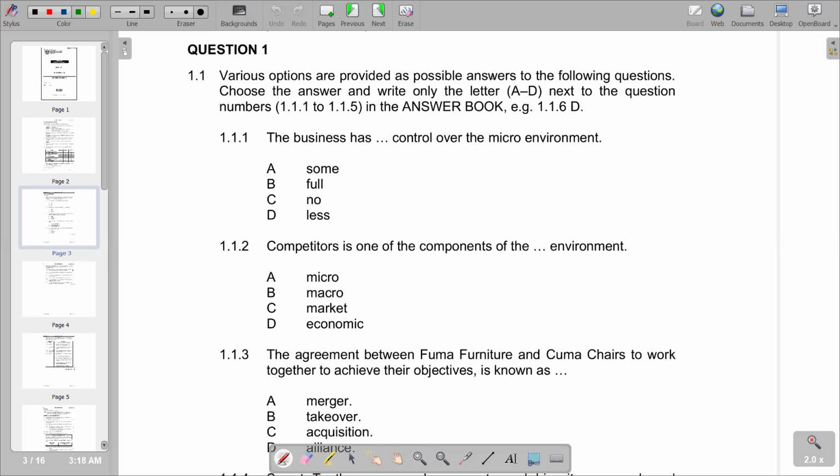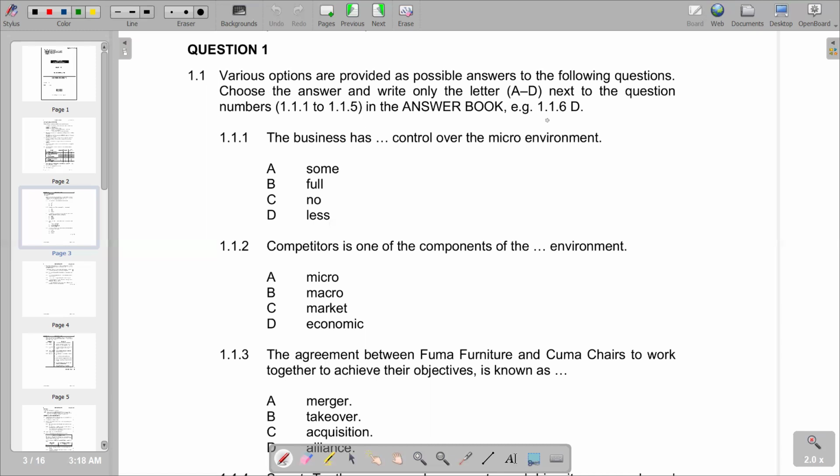In this video, we want to look at a question from a Paper 1 question paper, that is a past exam paper. So we're going to start to look at the multiple choice section, which is our Question 1.1. The question reads, various options are provided as possible answers to the following questions. You choose the answer and write only the letter A to D next to the question number. That is 1.1.1 to 1.1.5 in the answer book.